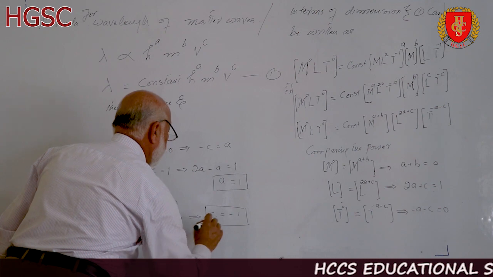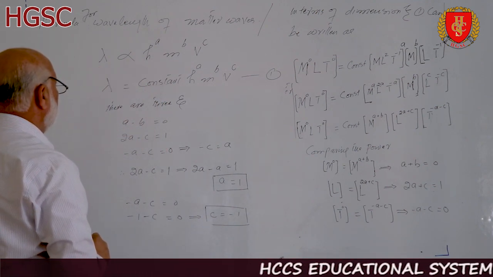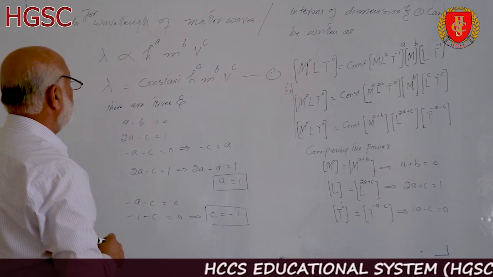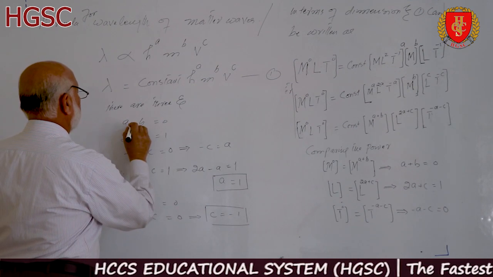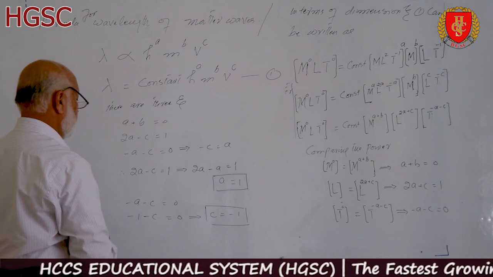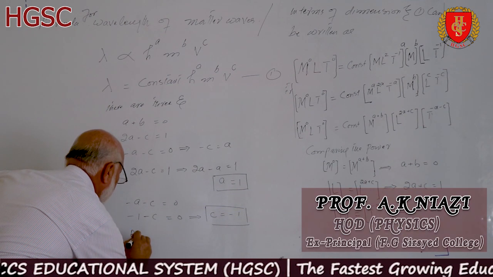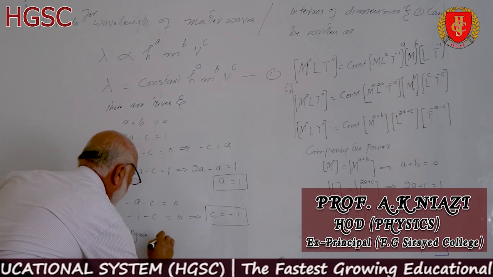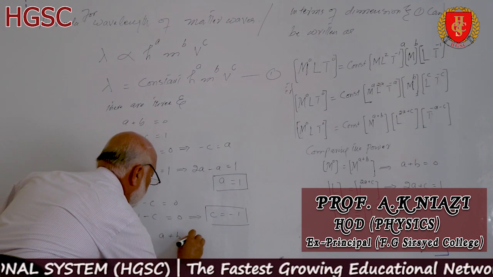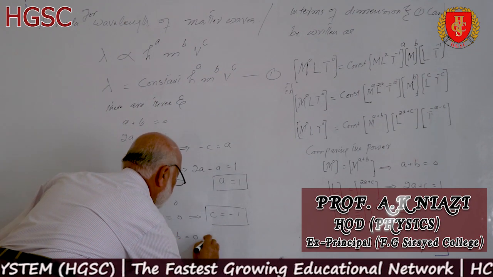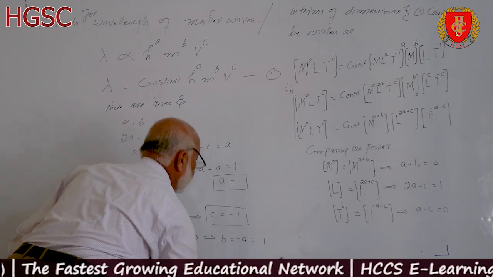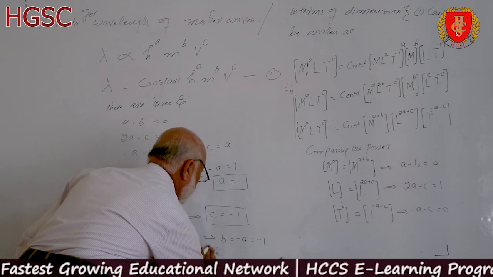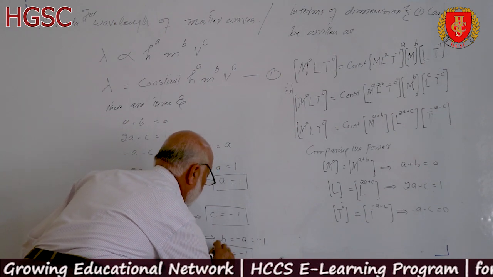Now for the power of b, this is a plus b is equal to 0. Again, a plus b is equal to 0, then b is equal to minus a is equal to minus 1. b is equal to minus 1.